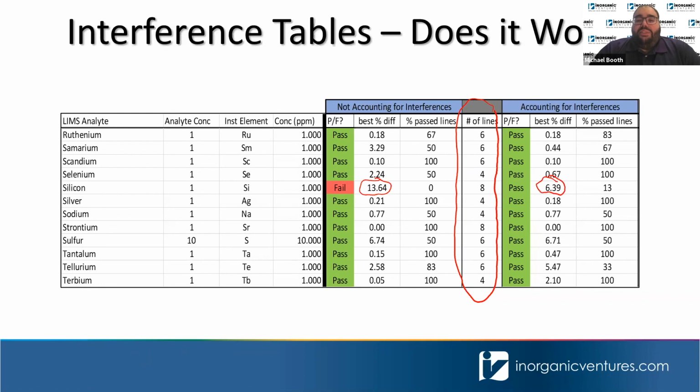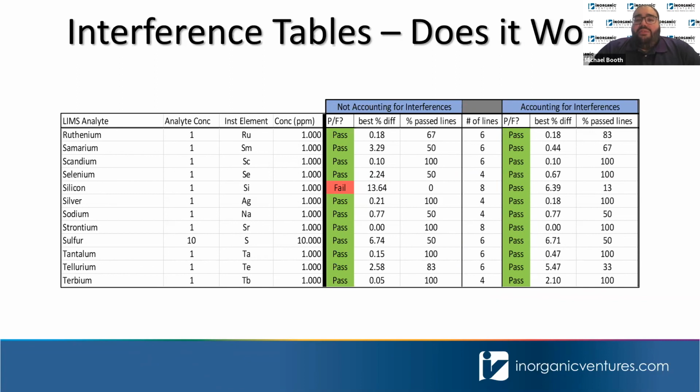The best percent difference was roughly 6.4%. But as you can see, that percentage of passed lines means it only passed on one line. So does that work? In theory, yes, it does. We went back and checked that the silicon was actually good in the sample. So that interference table worked.